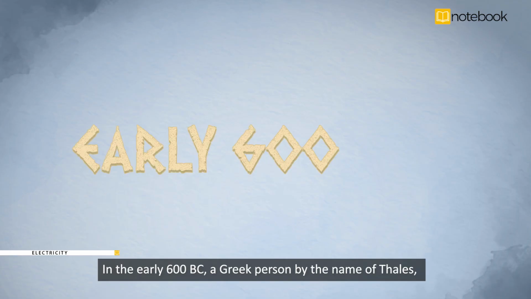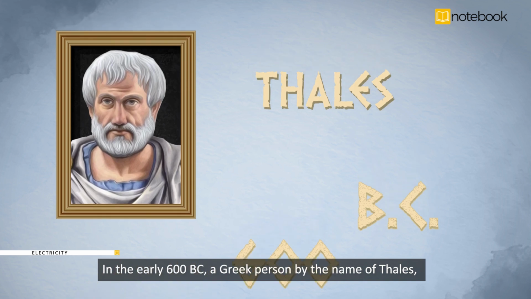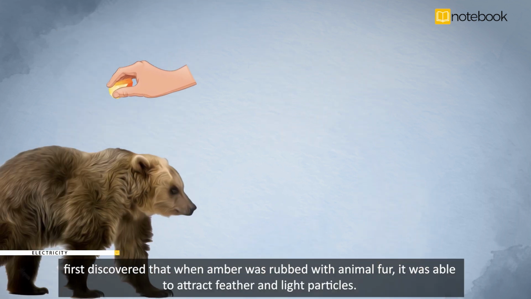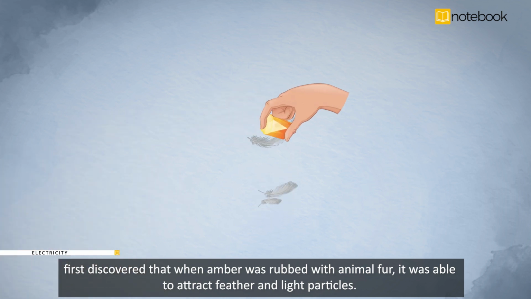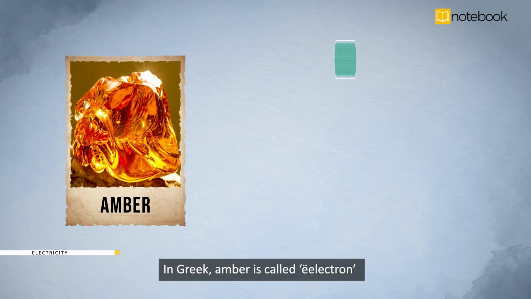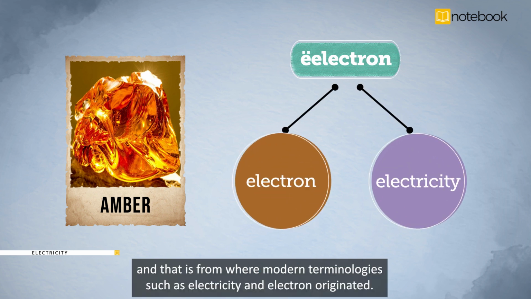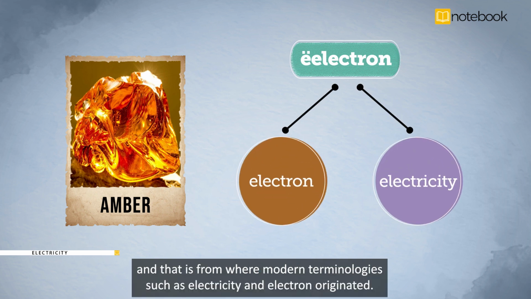In the early 600 BC, a Greek person by the name of Thales first discovered that when amber was rubbed with animal fur, it was able to attract feathers and light particles. In Greek, amber is called electron, and that is from where modern terminologies such as electricity and electron originated.